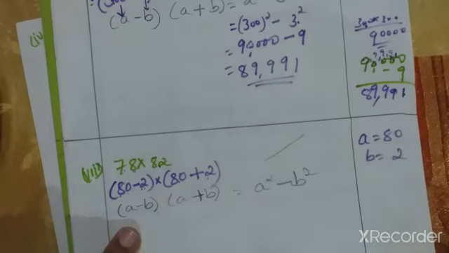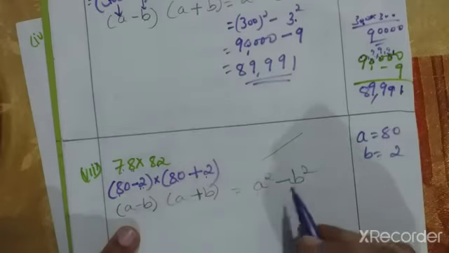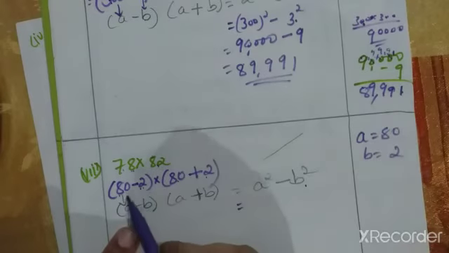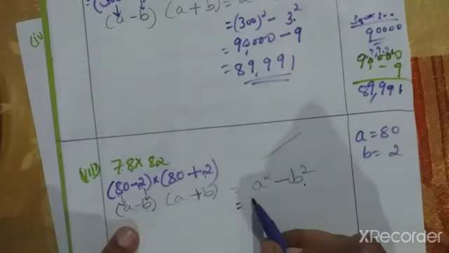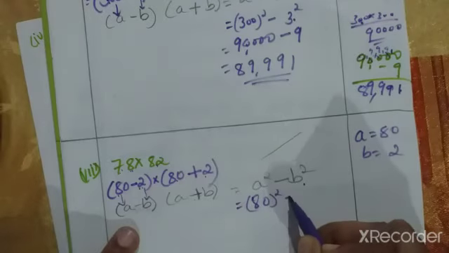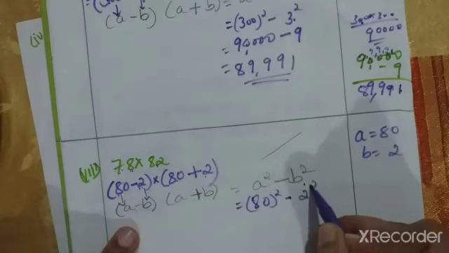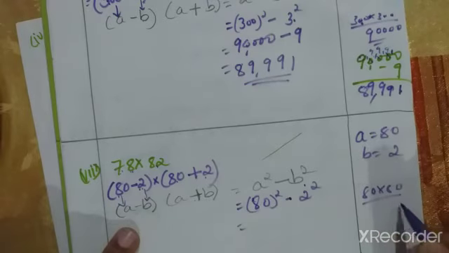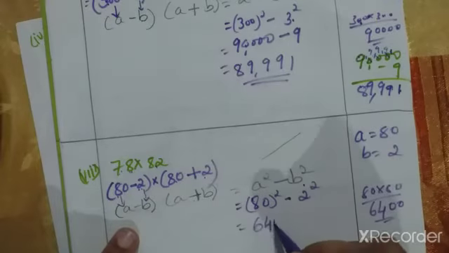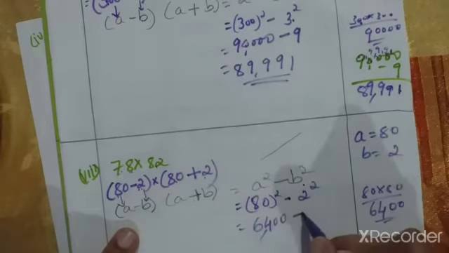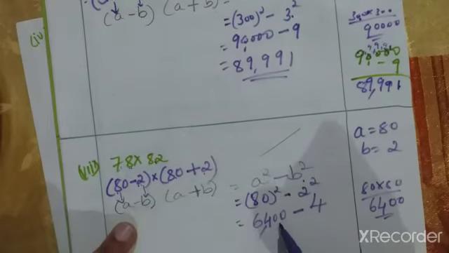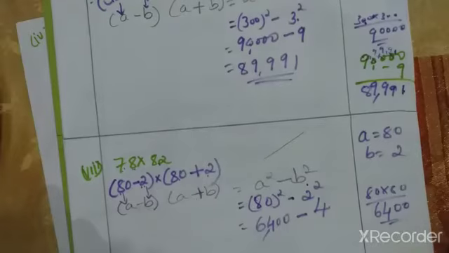Now here we can apply the formula (A plus B) into (A minus B) equals A square minus B square. A value is 80, B value is 2. A square means 80 whole square, minus B square means 2 square. Now 80 square means 80 into 80, we have to multiply with 2 zeros. 8 8s are 64, answer is 6400. Minus 2 square, 2 2s are 4. Now we have to do 6400 minus 4.